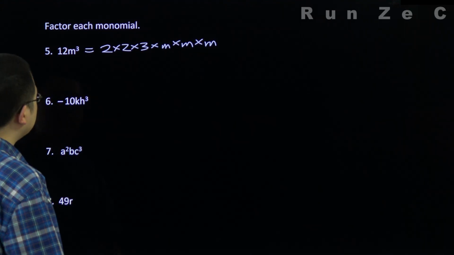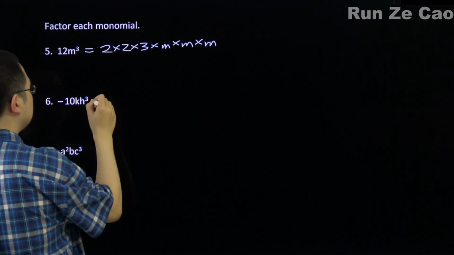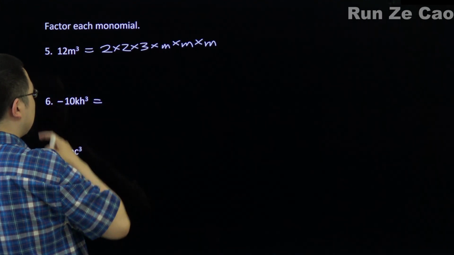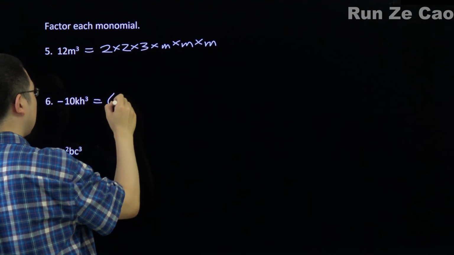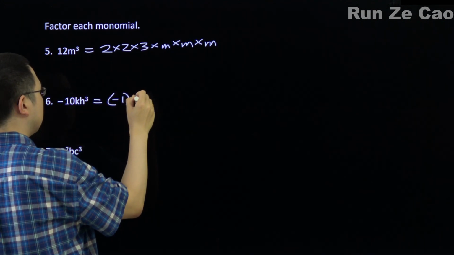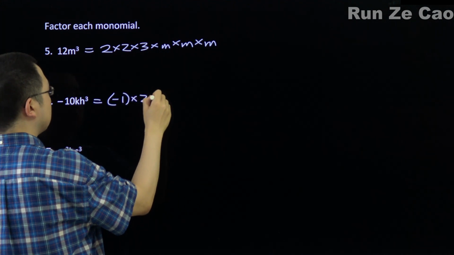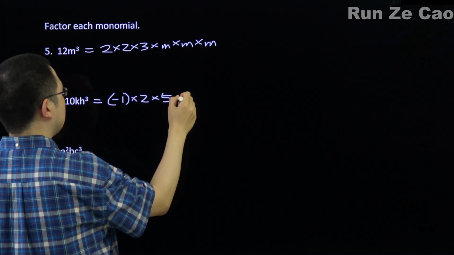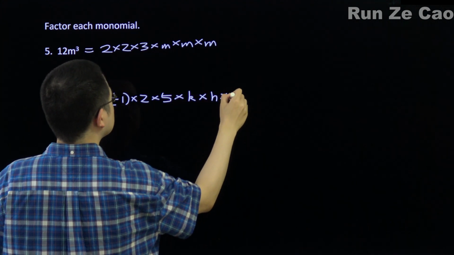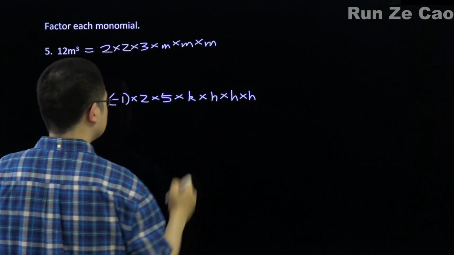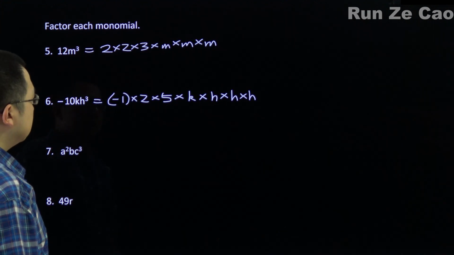Negative 10 k h to the third. Well, negative 10 is negative 1 times 2 times 5. So negative 1 times 2 times 5 times k times h times h times h.